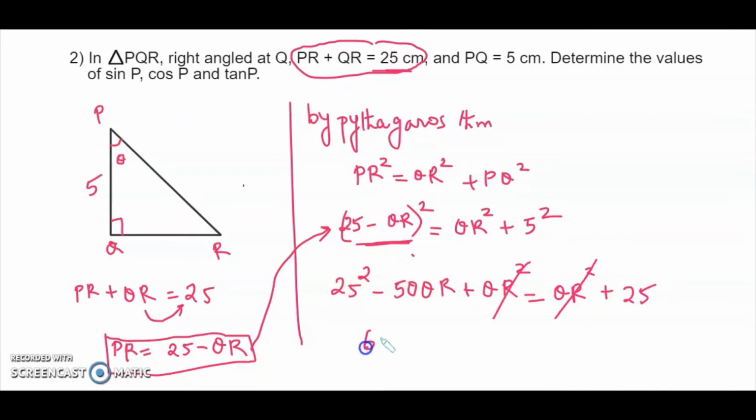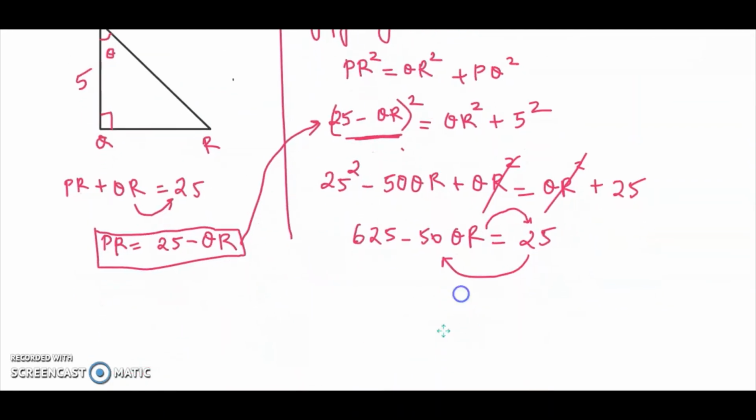25 square is 625 minus 50 QR equals to 25. I'm going to shift this 25 on the left and 50 QR to the right. So what I'll get here is 625 minus 25 equals to 50 QR. So that will be 600 equals to 50 QR, right?